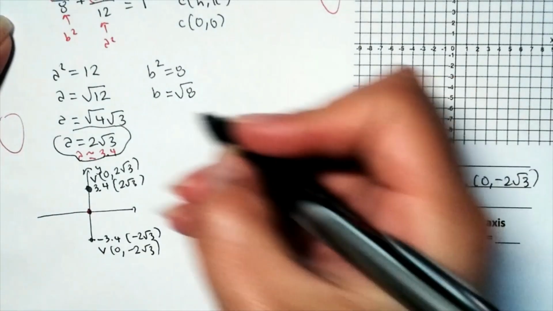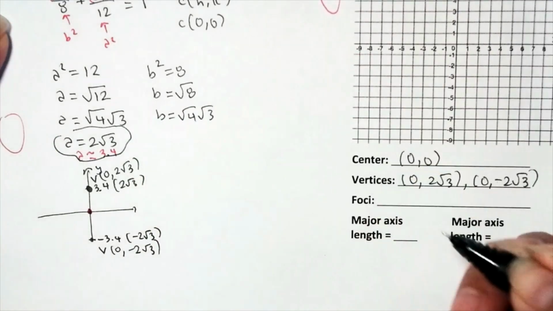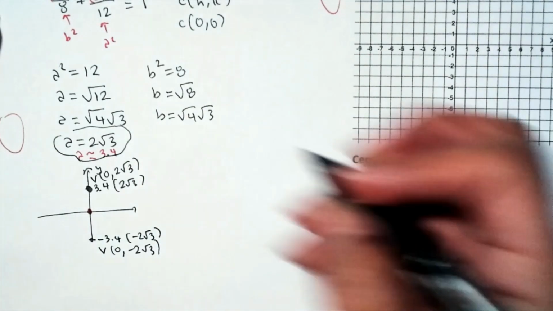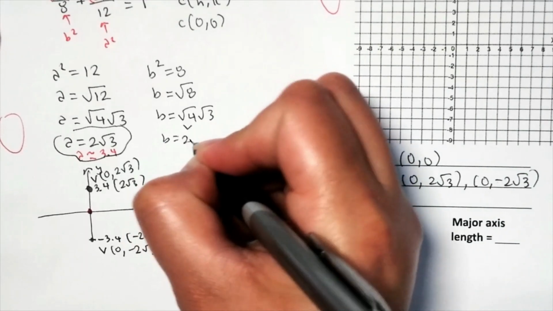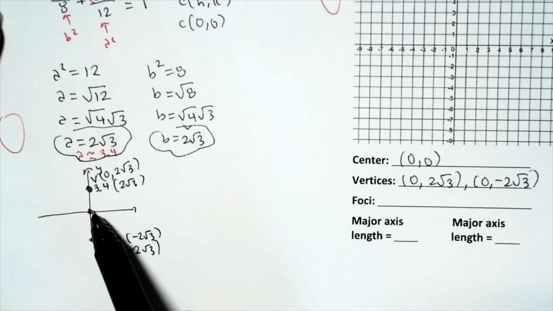A perfect square factor of 8 is also 4, so we're going to rewrite the square root of 8 as the square root of 4 times the square root of 2, and that will give us 2 square root of 2. Okay, so what is going on? From the center, we're going to go 2 square root units to the right, and 2 square root units to the left.